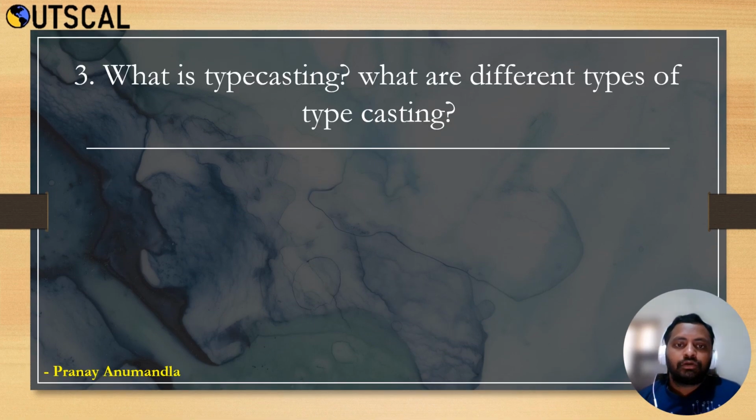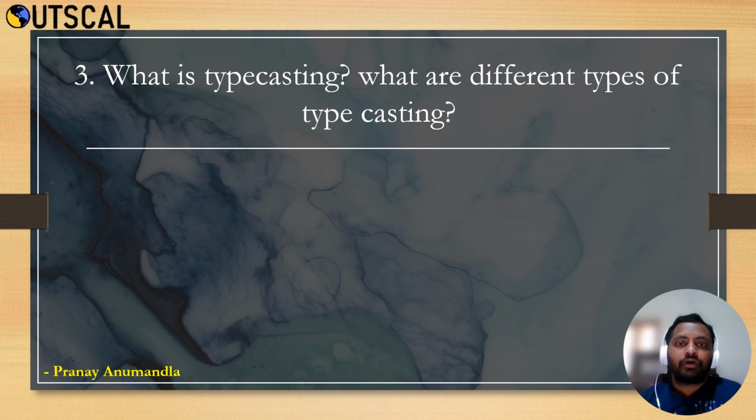Here we discuss upcasting and downcasting. Upcasting is when a derived class object is assigned to a base class pointer. So the derived class will be able to access all the functions or members of the base class, as it is inherited from the base class.